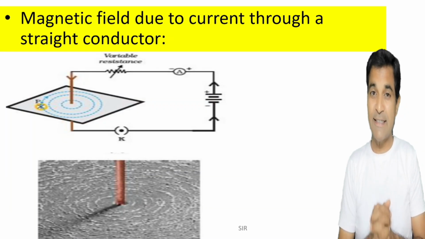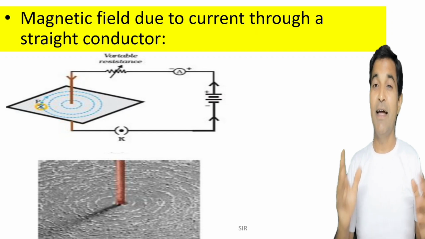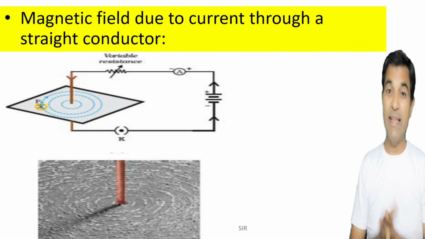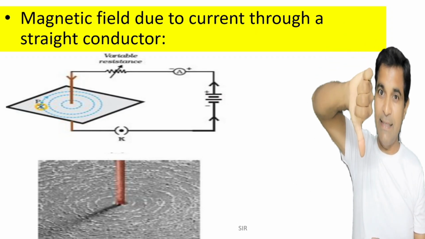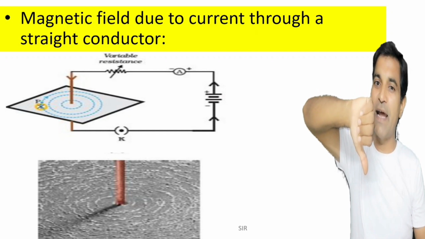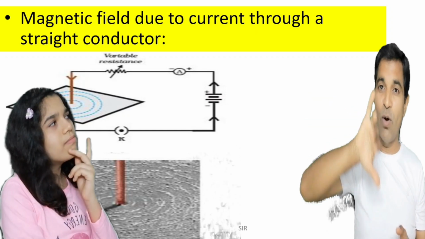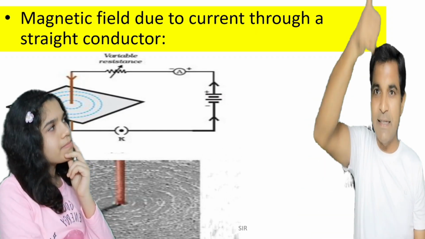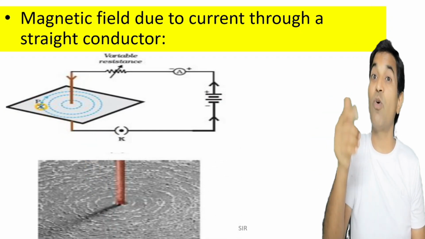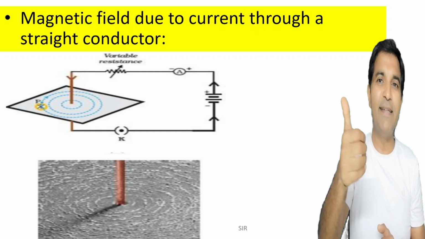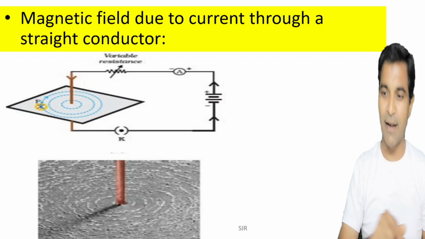We have already studied the magnetic field due to a current carrying conductor. If it is a straight conductor, then the circling fingers of the right hand give the direction of the magnetic field. If this is the direction of current in a conductor, then these circling fingers of the right hand will provide the direction of the magnetism which will be induced around the conductor.